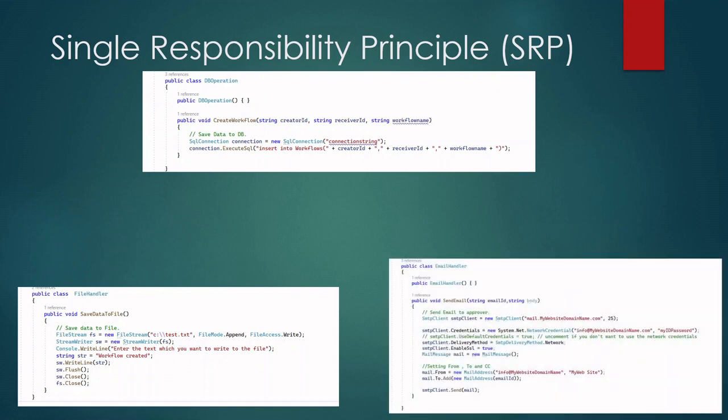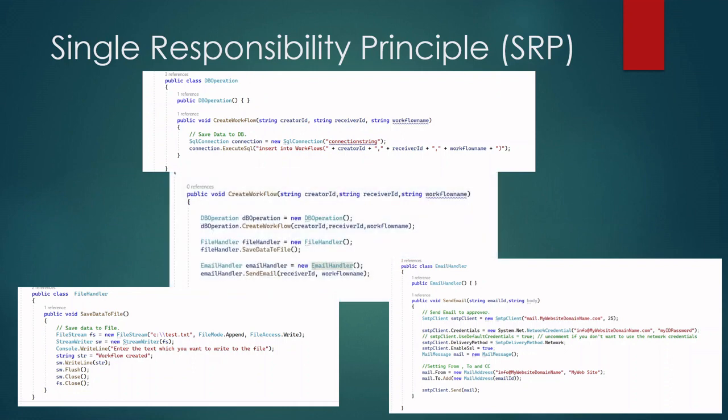Then there is the email related operation. In the email class, we do the email handling, sending the mail to the approver that this particular workflow is assigned to them. And the main class will contain all this implementation. It will create objects of all these three classes, and it will call the respective methods.